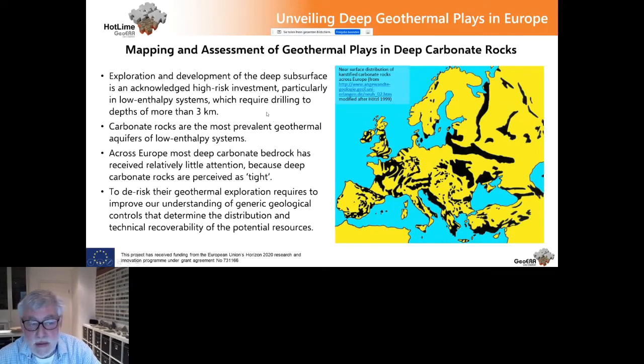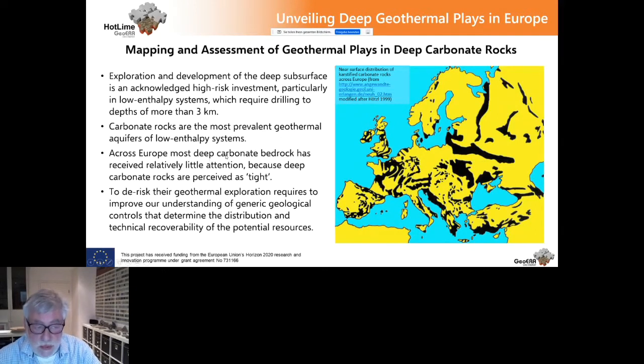And why did we make all these efforts? As I said before, exploration and development of the deep subsurface is a high-risk investment. It's very expensive, and particularly if you go to low enthalpy systems, which require drilling depths of more than 3 kilometers.